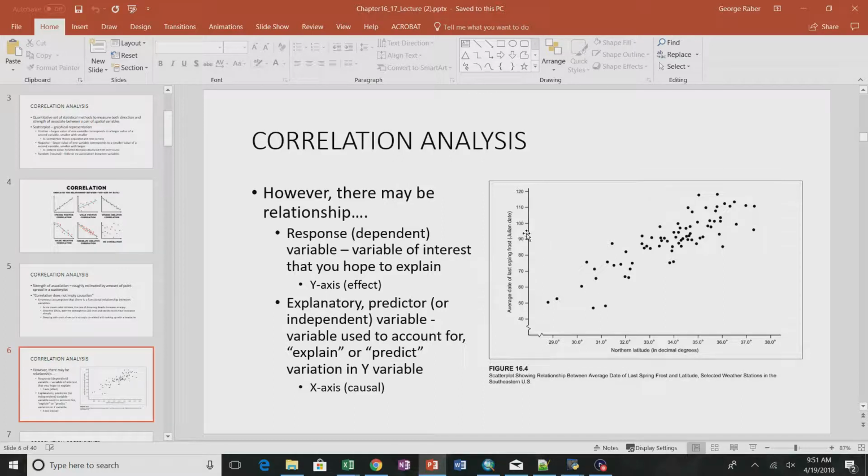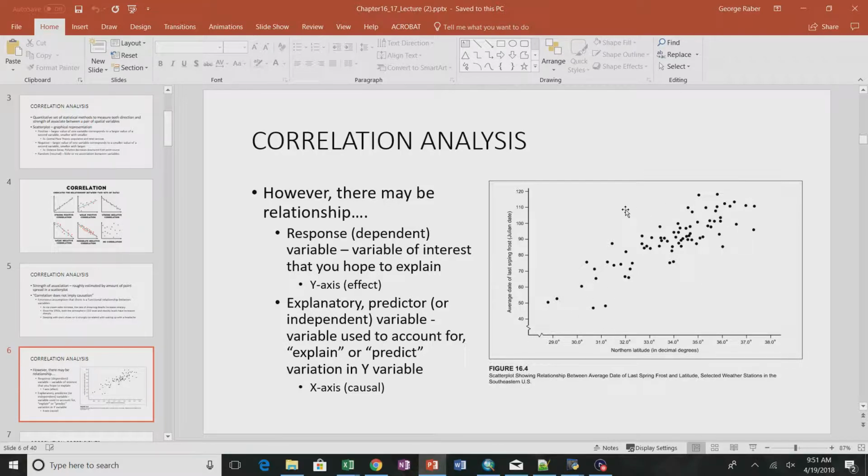So typically, we call this x-axis the predictor and the response the dependent. So this is the predictor, the independent. This is the response. So here we're using latitude, and this is one of the data sets that we have available to us. So we'll experiment with the data set a little bit further. But we're using latitude to predict the average date of last spring frost. So as you travel further north, you will experience spring later, basically. And we all know that that's true.